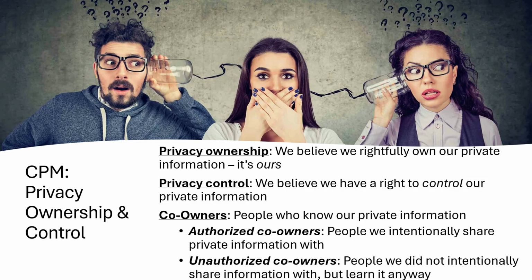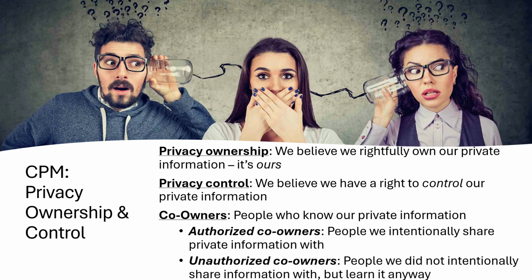Co-owners can be authorized, and so we might call these people boundary insiders. So, authorized co-owners are people that you intentionally and deliberately choose to share your private information with. So, this is a trusted person, a confidant, so to speak.